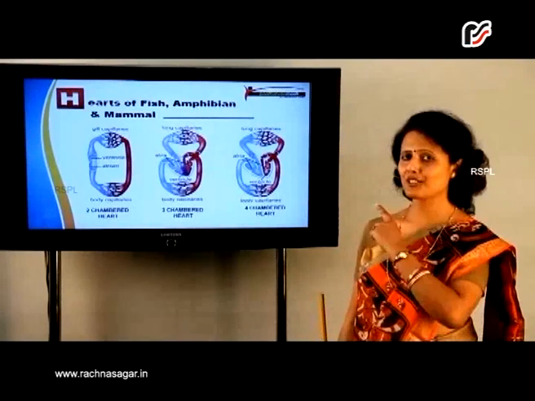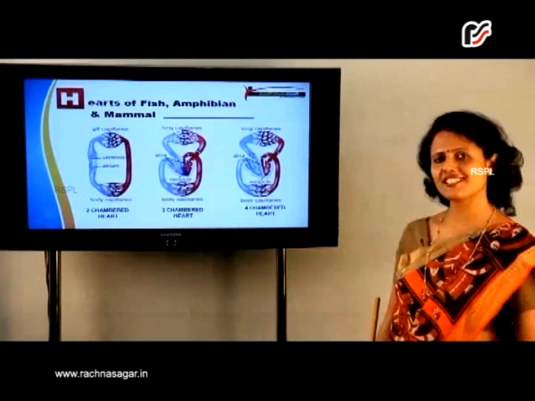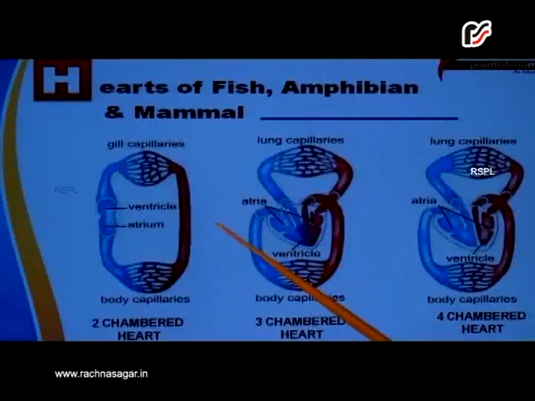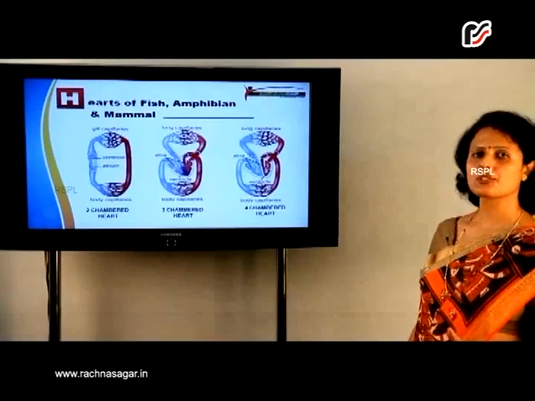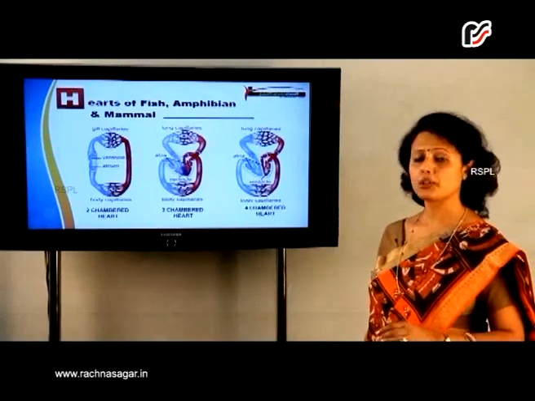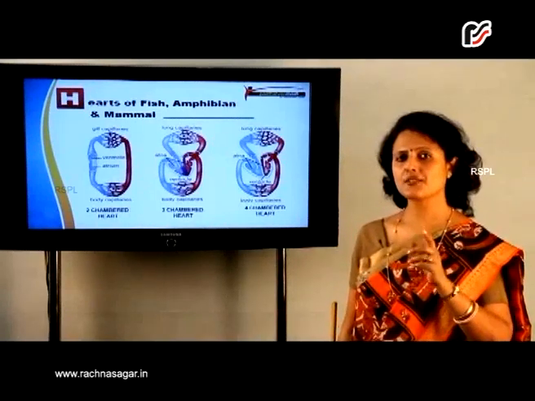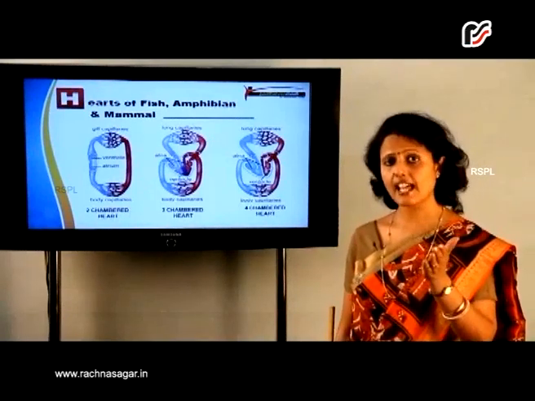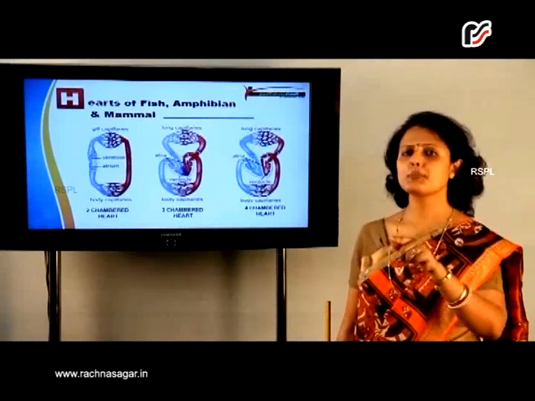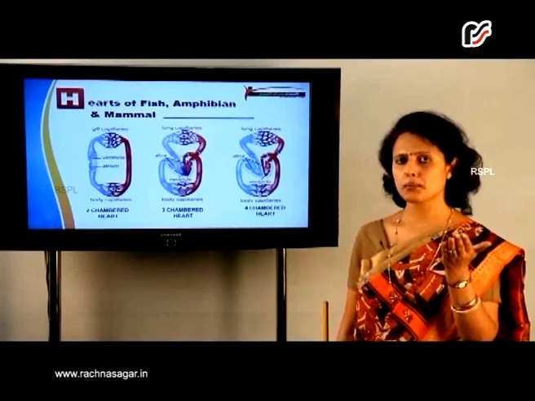Okay, let's have a look now. We have here a picture. Children, this is a comparative diagram showing the number of chambers in the heart of a fish, of an amphibian, and this one shows that of a mammal. Now, one thing we need to remember. The number of chambers present within the heart of an animal decides whether the animal would be warm-blooded or cold-blooded.